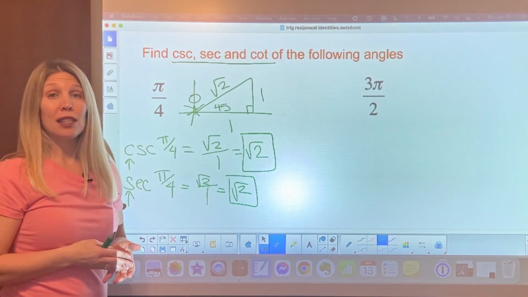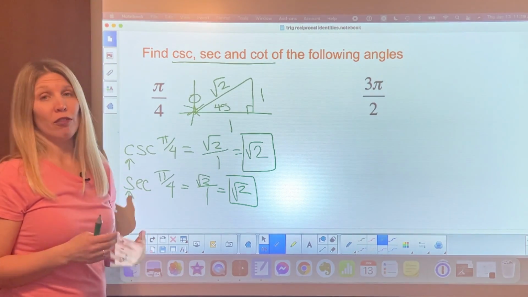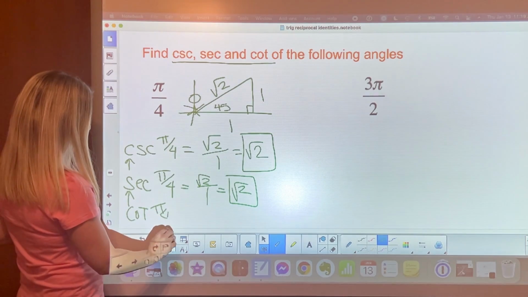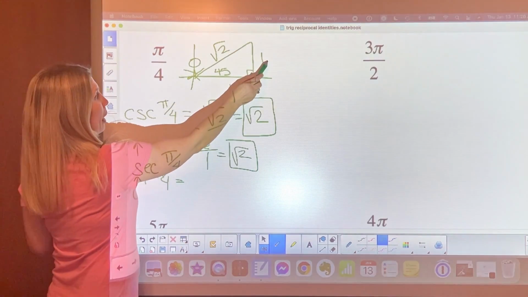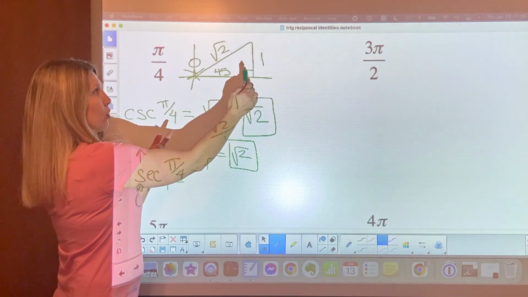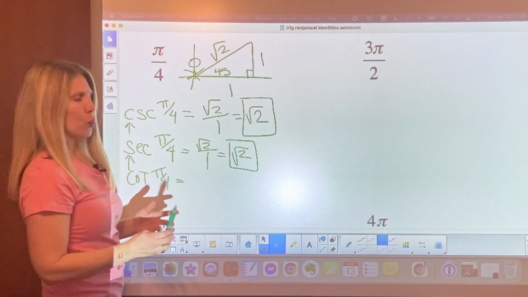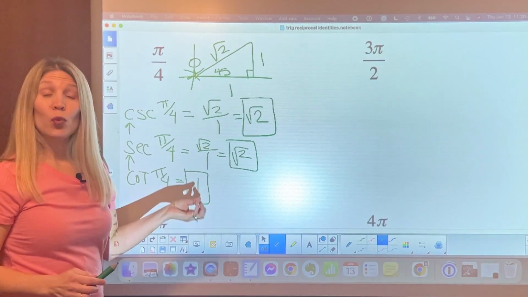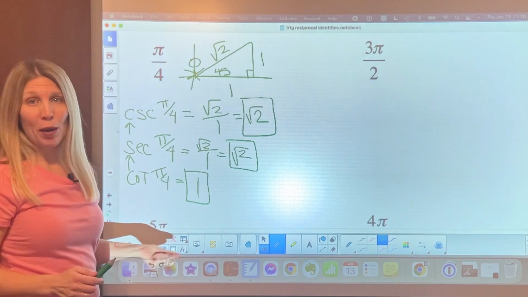And then the last piece that we need to find is cotangent of pi over 4. So remember, tangent is going to be opposite over adjacent, which is 1 over 1. Well, for the reciprocal, cotangent, we flip it, which is still 1 over 1. So we get 1. So here are your 3 reciprocal trig functions for pi over 4.